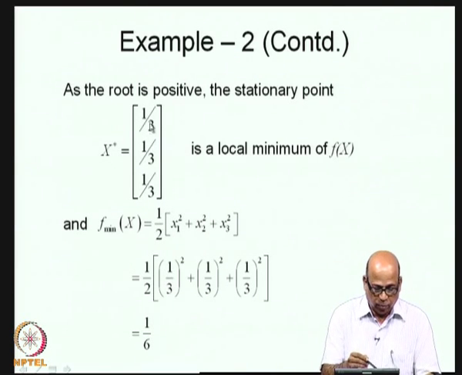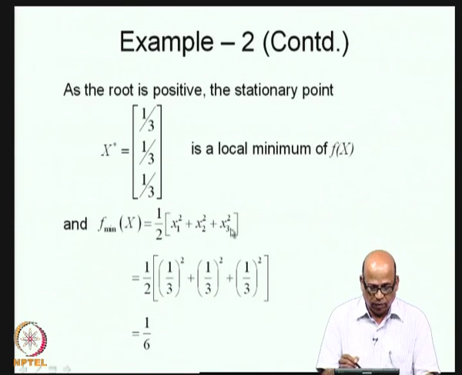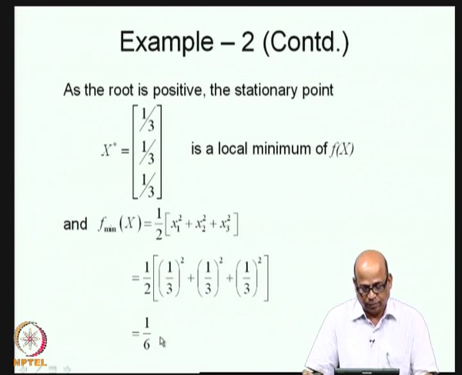And then we substitute these values in our original function and get f minimum as 1 by 6. So, this is how we use the method of Lagrange multipliers when we are optimizing a function f of x of n number of variables x1, x2, etc., xn, subject to equality constraints gj of x equal to 0, j equal to 1, 2, etc., m number of equality constraints.